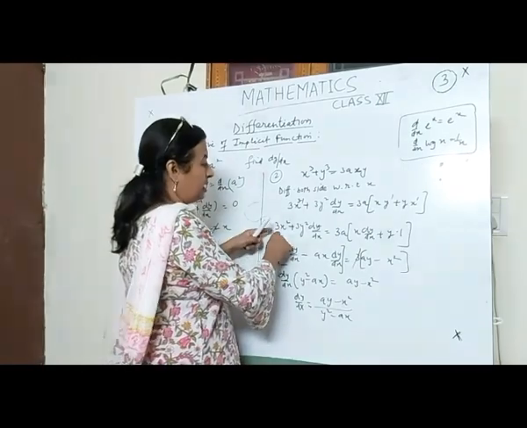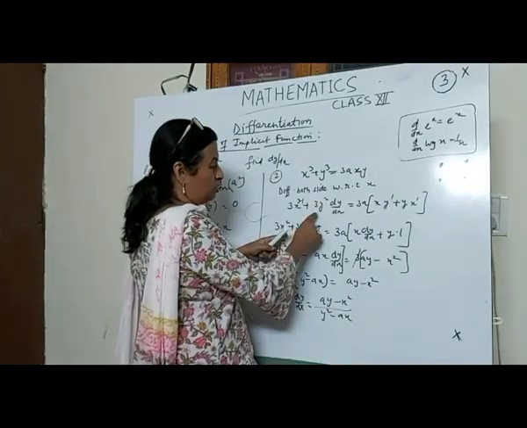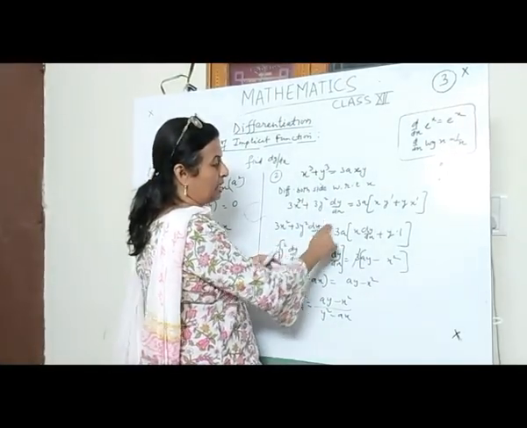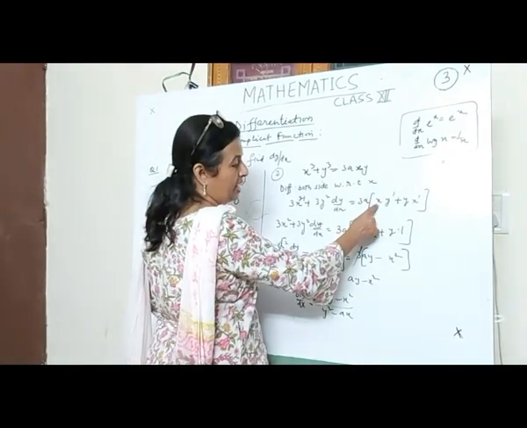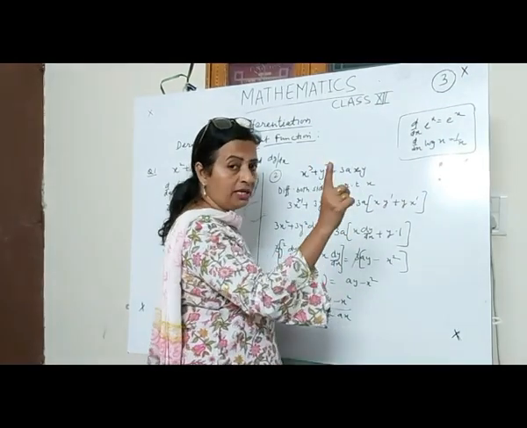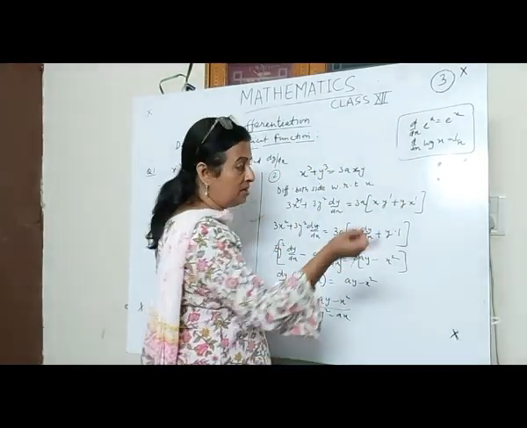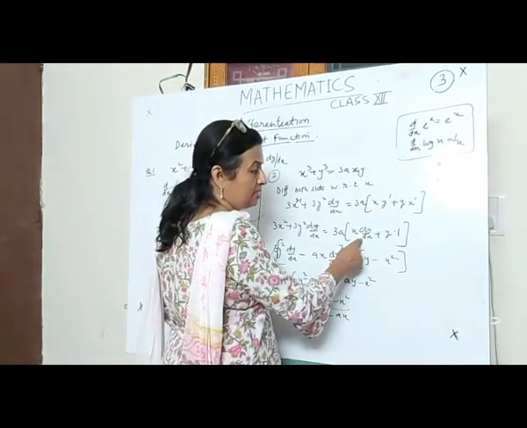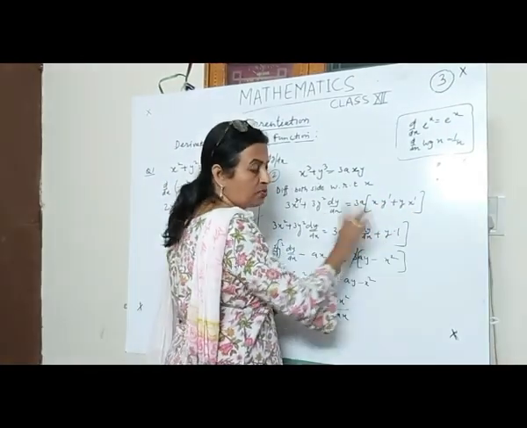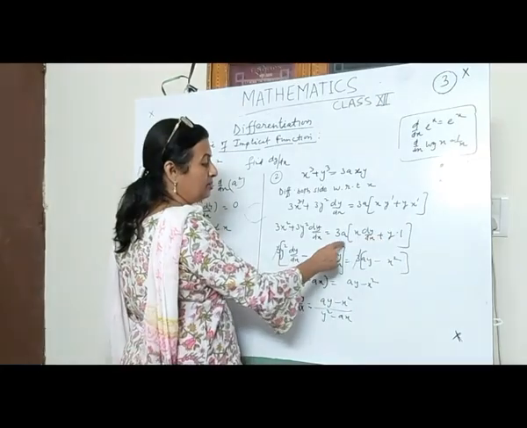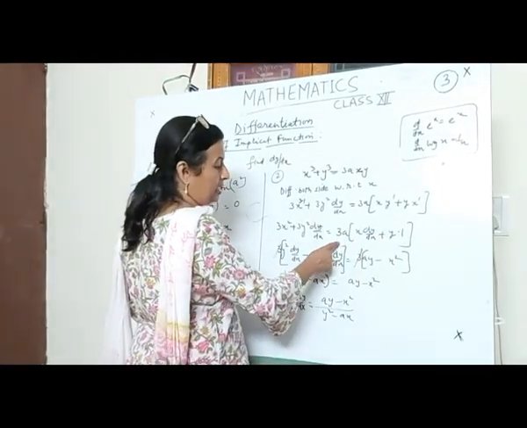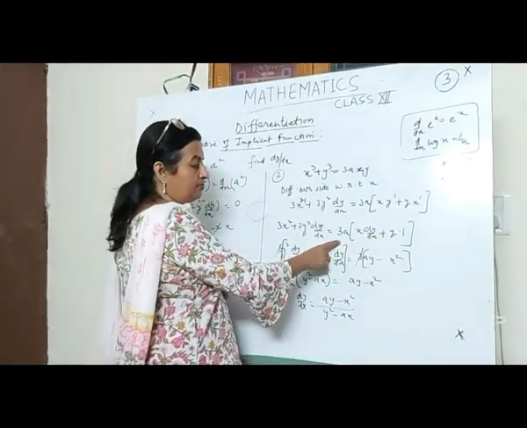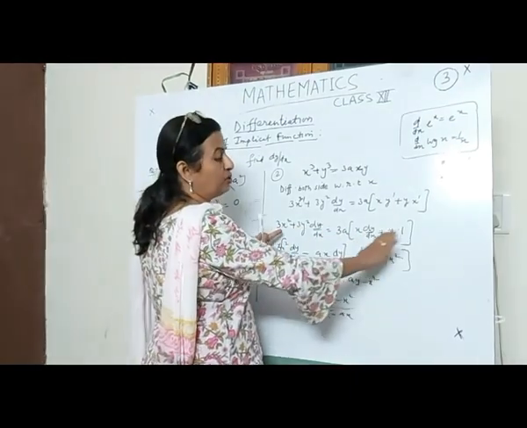Now 3x^(3-1) is 3x square. 3y square dy upon dx, this is 3a, this is x. For y the differential is 1 times dy upon dx, and for x the differential is 1. If you multiply both the terms by 3a, then you will get 4 terms.